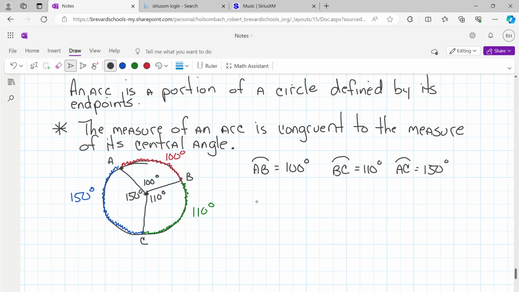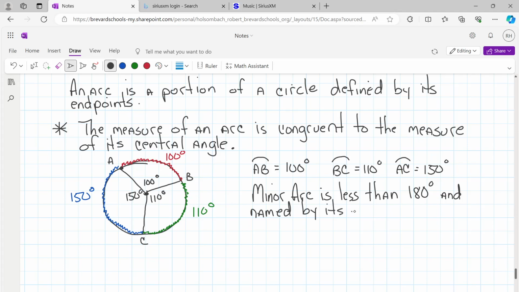Now, a minor arc is less than 180 degrees and named by its endpoints.